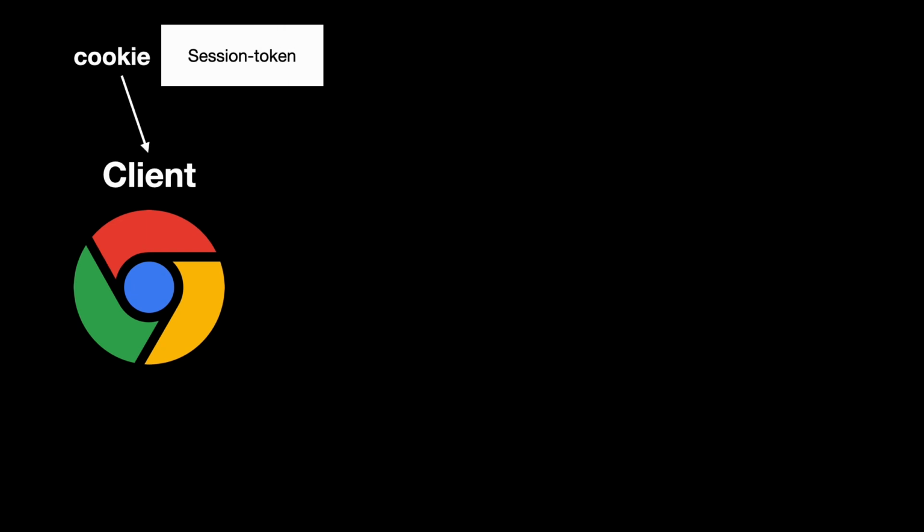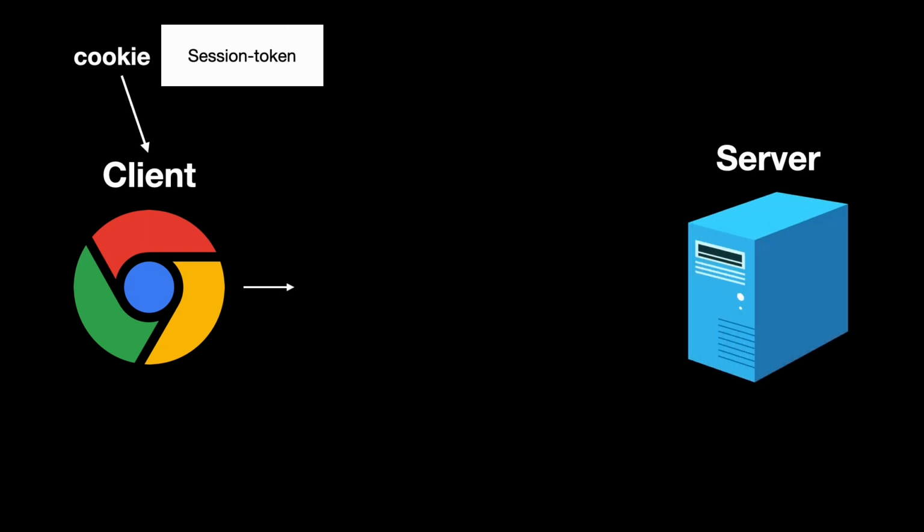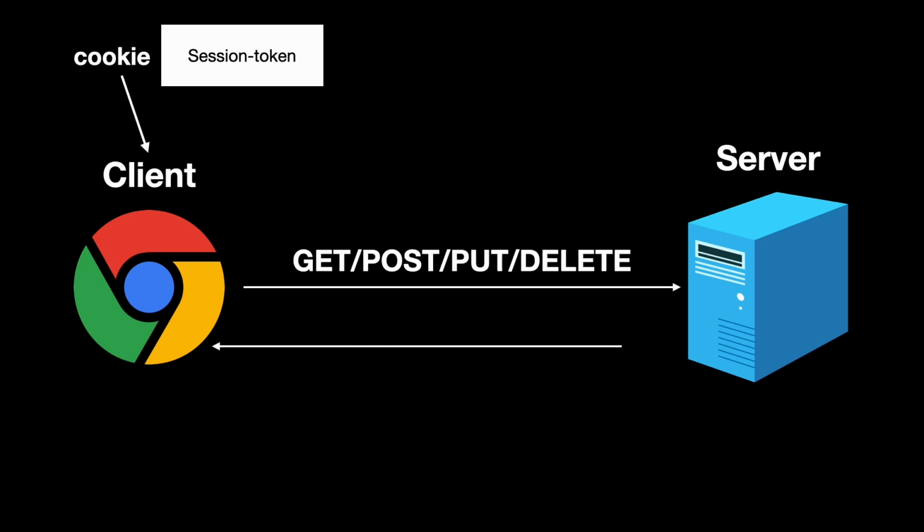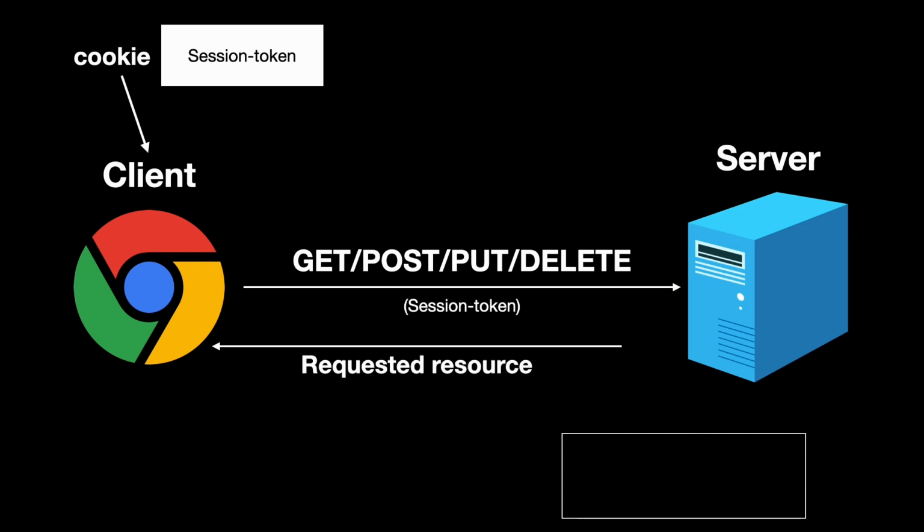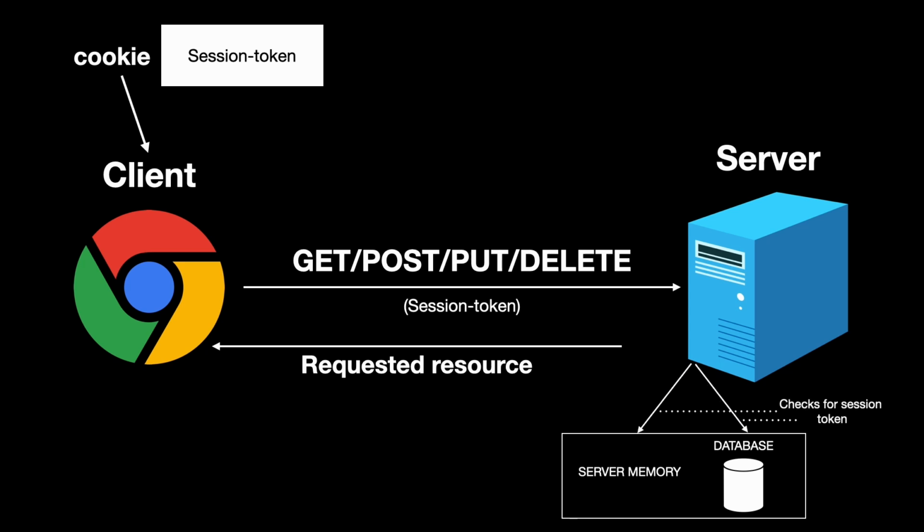And because of this, when the client makes subsequent requests to the server, such as navigating to different pages or performing actions, it includes the session token with each request. Now, upon receiving a request, the server checks the session token included in the request with the session token in the server's memory or the database. It verifies whether the session token is valid and corresponds to an active session. If the token is valid, the server uses it to identify the user and their session, and then sends back the requested resource in the response.